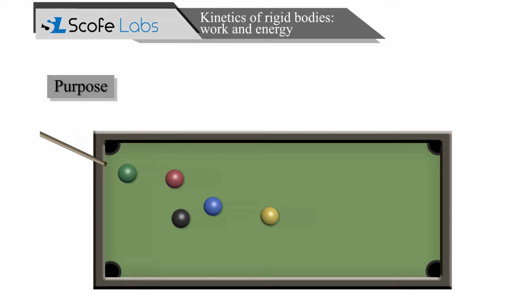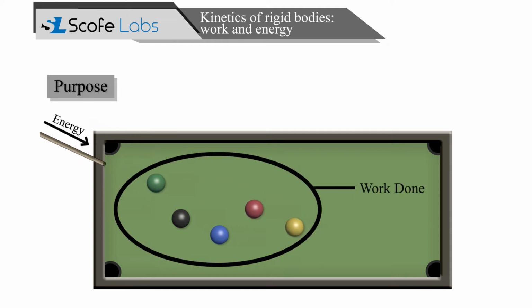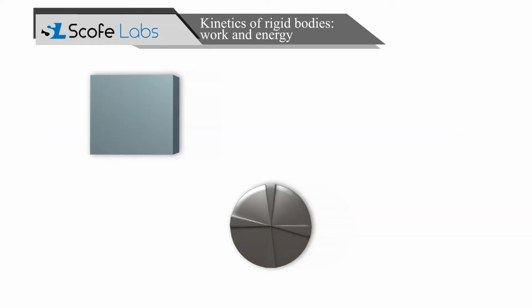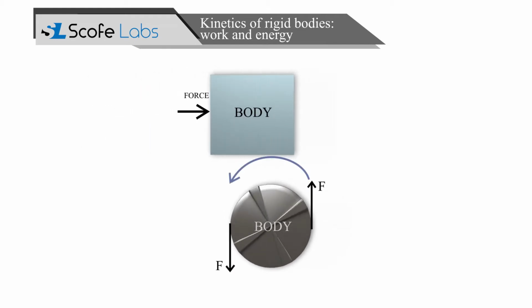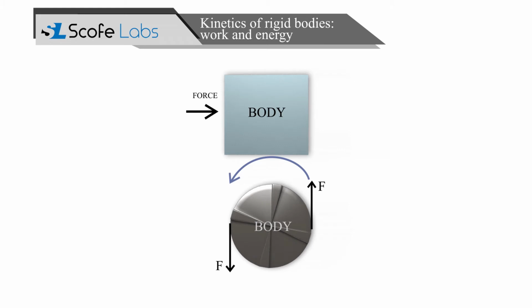For analyzing kinetics of rigid bodies, we should learn the concepts of work and energy. Let us see work and energy for rigid bodies. For a rigid body, we consider work done by forces and couples.